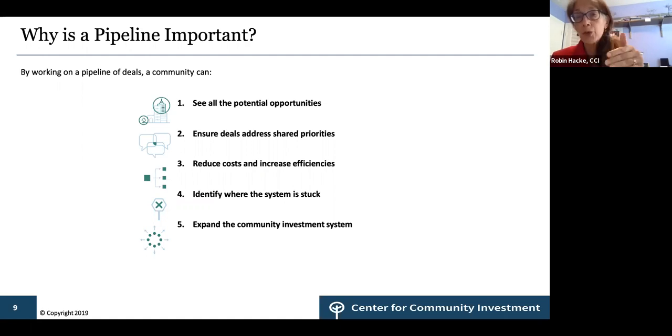We can make sure, as I was saying before, that we're not trying to solve a small business problem with an affordable housing solution. So the deals have to address the shared priorities. We can reduce the costs. So if I'm trying to build housing in the Coachella Valley, and I'm trying to attract a developer from Los Angeles, and I say, we have one deal that you should take a look at, he has to justify 90 minutes of traffic, at least, at 3 a.m. from LA to the Coachella Valley.